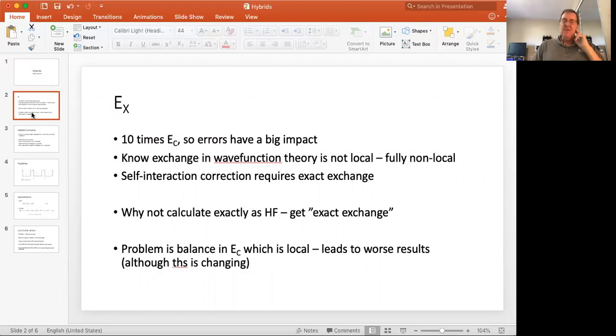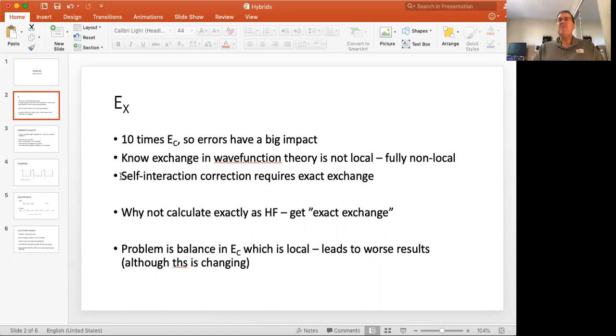What we know is that exchange is fully non-local. And when you think about how you calculate in wave function theory, you do an integral over the whole orbital in order to get the impact of exchange on that orbital. And that integral over the orbital in order to know an energy contribution makes it non-local. It's not like you just need to know the orbital here, you need to know it everywhere to get the contribution.